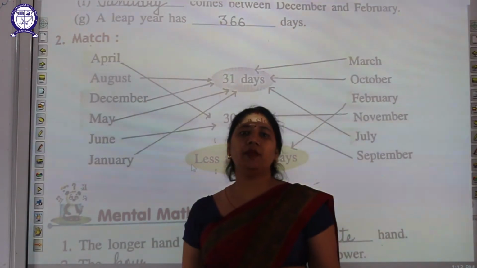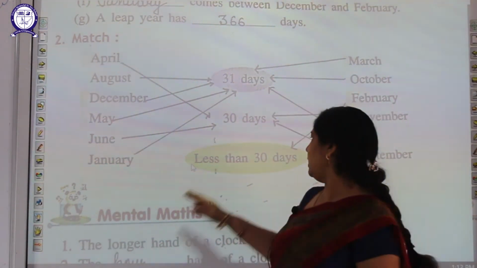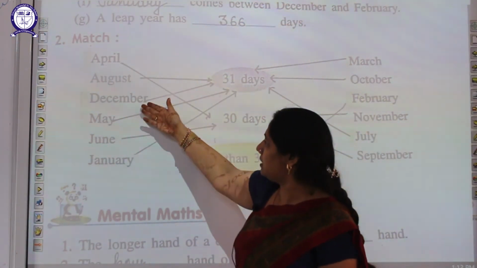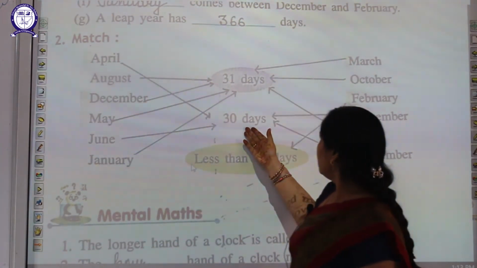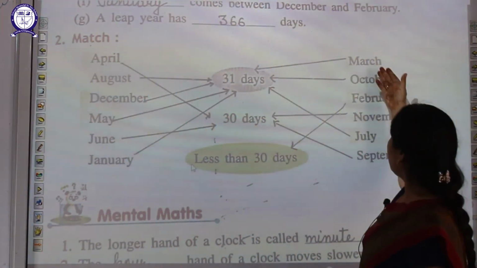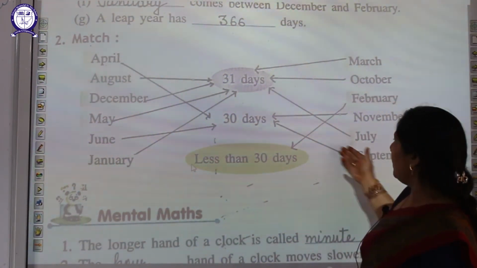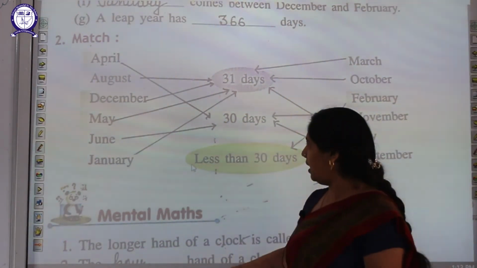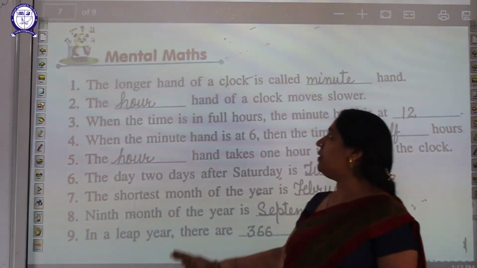So there is only 1 month, February, that has less than 30 days, and 31 days: August, December, May and January. June and April have 30 days, March and October have 31 days, November and September have 30 days, July has 31 days. So match it correctly with the help of this video.